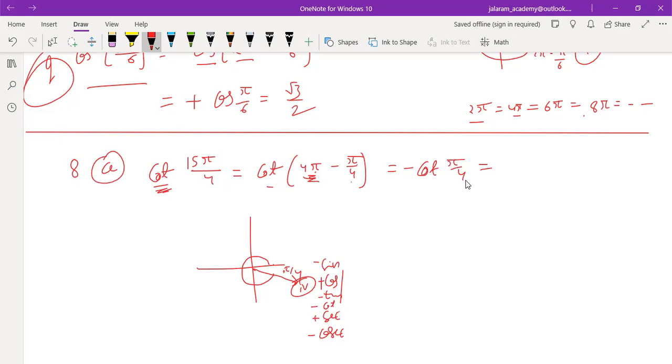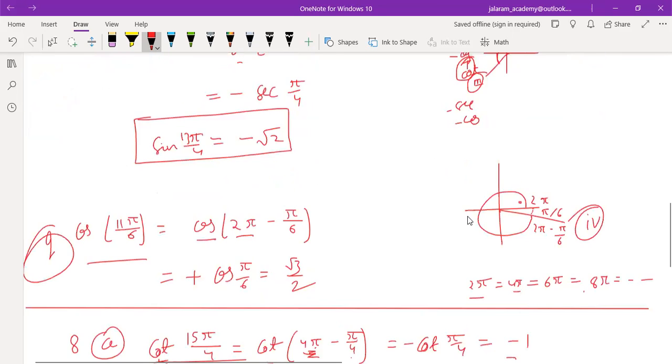Now cot pi by 4. Remember, pi by 4 means 45 degrees. So cot 45 degrees is 1. So cot pi by 4 is also 1. So the value of cot 15 pi by 4 is minus 1.